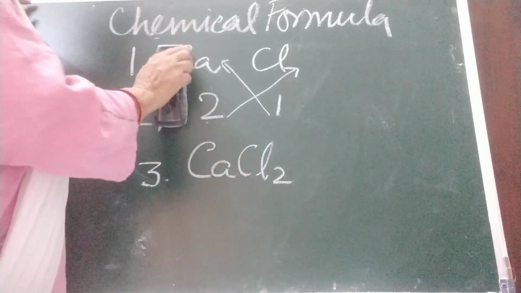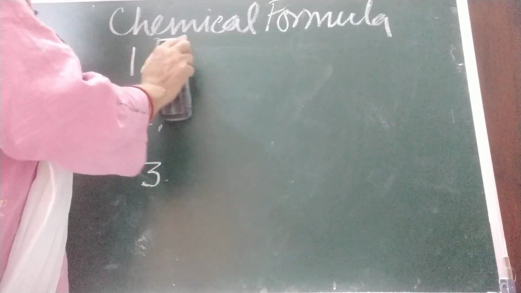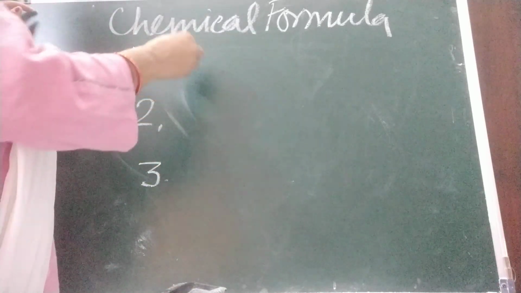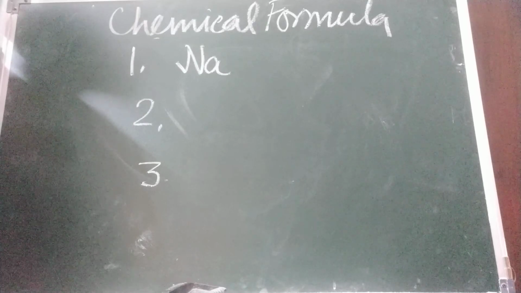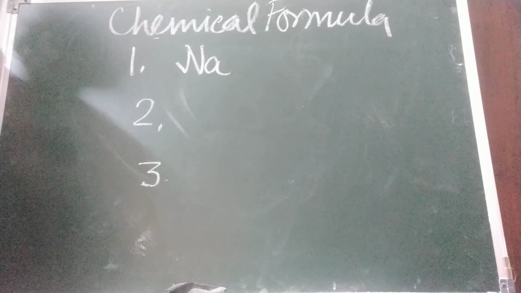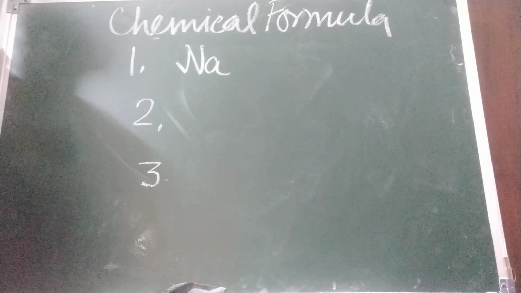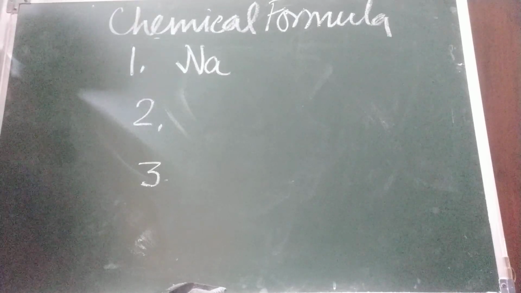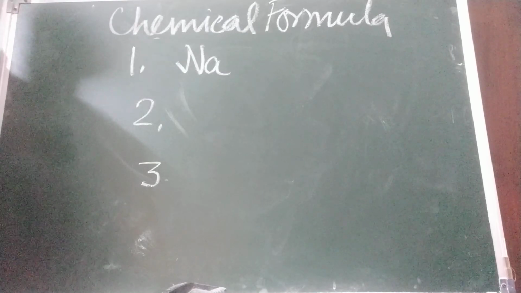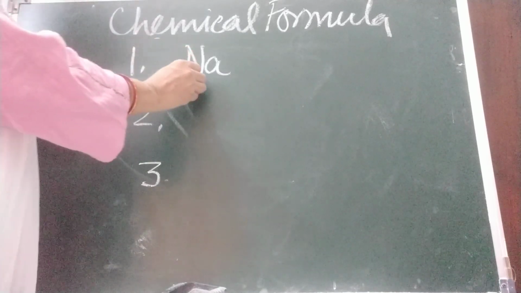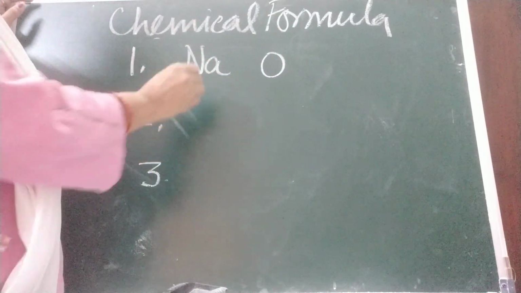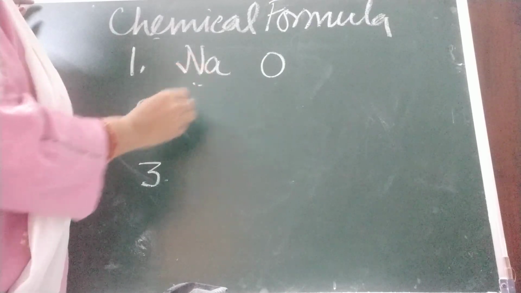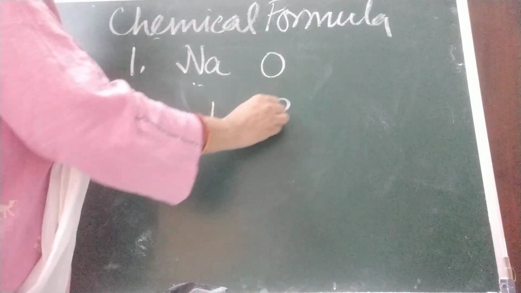One more I am going to tell you, sodium oxide. Symbol of sodium is Na. The name is sodium, but in place of S, what is the symbol? Na means this symbol has been taken from its Latin name. What is its Latin name? Natrum. Okay, Na, and oxygen. Sodium oxide I am making, so sodium plus oxygen. What is the valency of sodium? 1. What is the valency of oxygen? 2.